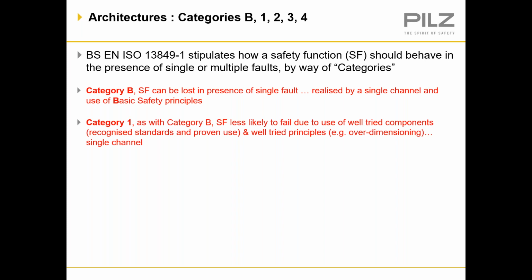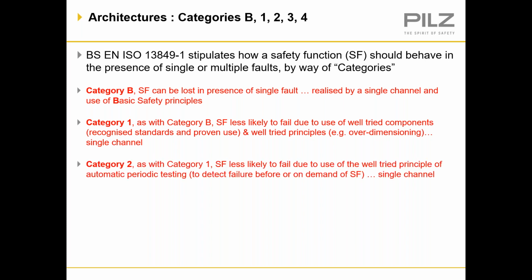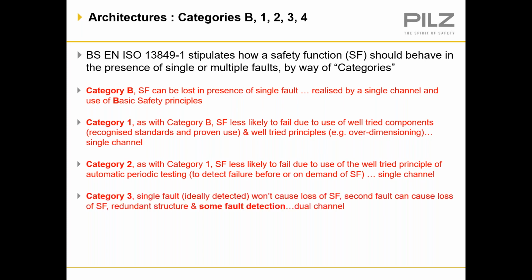Category 1, as with Category B, but the safety function is less likely to fail due to the use of well-tried components and recognized standards, proven use, and well-tried principles. So this could be over-dimensioning. And again, it's single channel. Category 2, as with Category 1, but the safety function is less likely to fail due to the use of automatic periodic testing, to detect failure before or on demand of the safety function. And again, it's single channel.